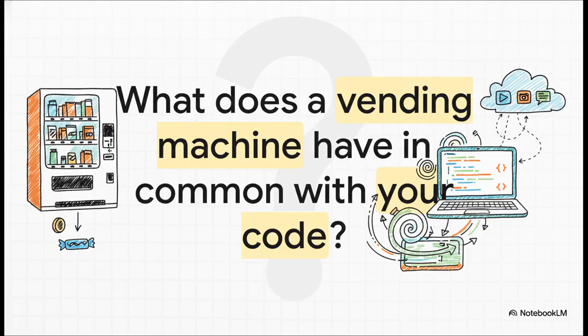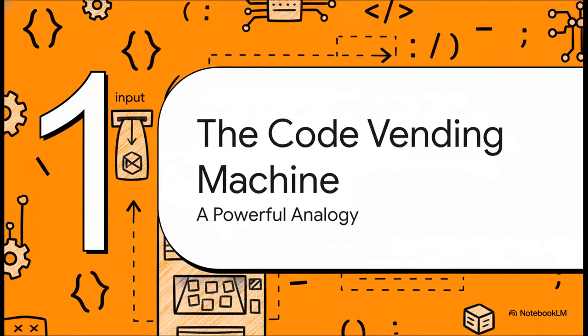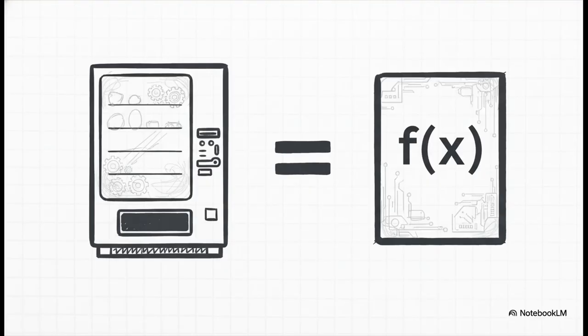What in the world does a vending machine have in common with the code that's running your favorite app? I know it sounds a little weird, but stick with me here, because the answer reveals this surprisingly powerful idea that brings a real sense of calm and order to your code. And that brings us to our first big idea, what we're going to call the code vending machine. We're going to use this simple analogy to unpack a concept that is absolutely essential if you want to write code smarter, not harder.